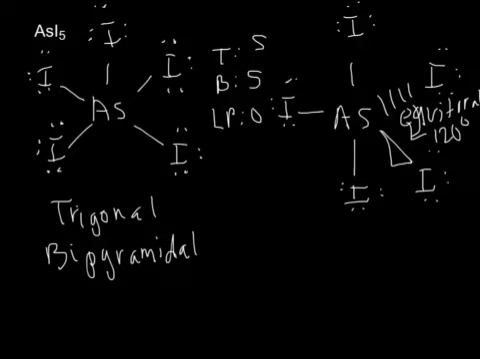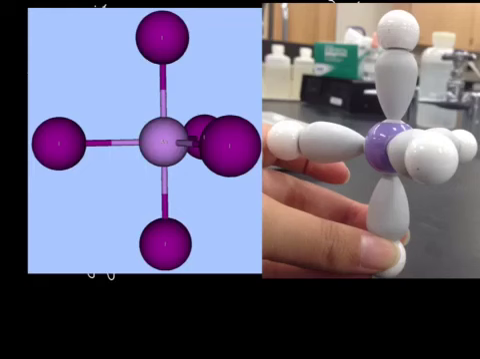The other two are axial, which is 90 degrees. These are axial because they lie along the axis perpendicular to the equatorial plane. Let me show you some pictures so this could be a little more clear. As we can see here, this is our axial. We can even see here on the molecule that I made. We can make here our equatorial and equatorial.